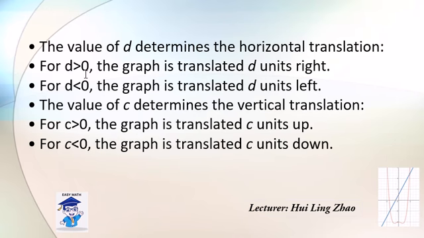Next, talking about d. The value of d determines the horizontal translation. For d more than 0, the graph is translated d units right. For d less than 0, negative, the graph is translated d units left. Next, for c. The value of c determines the vertical translation. For c more than 0, the graph is translated c units up. For c less than 0, the graph is translated c units down.